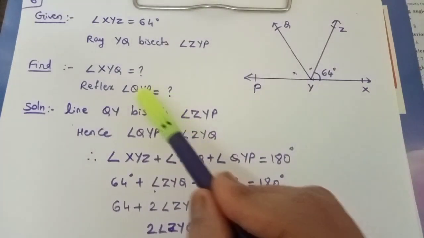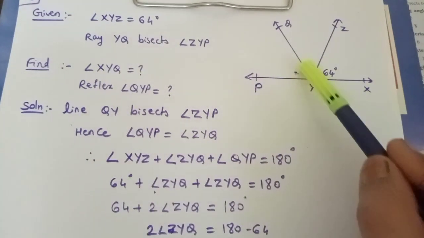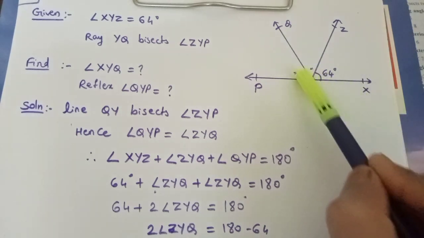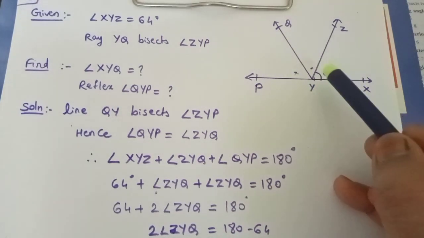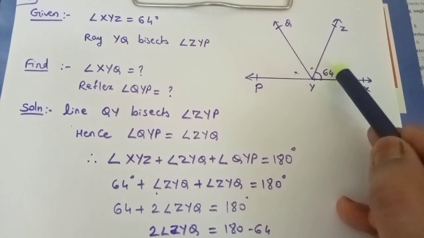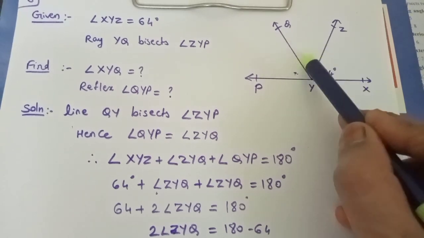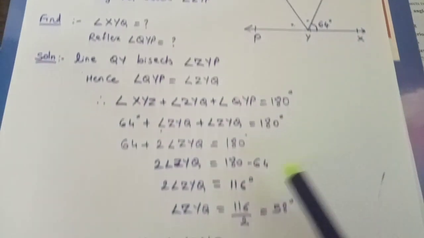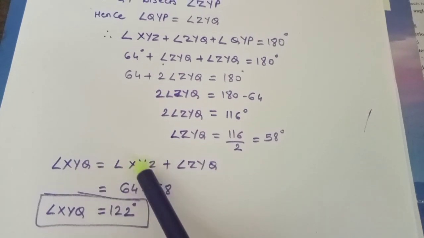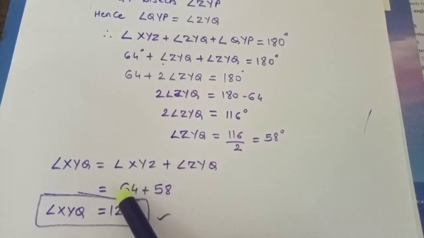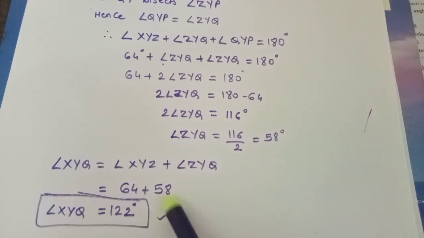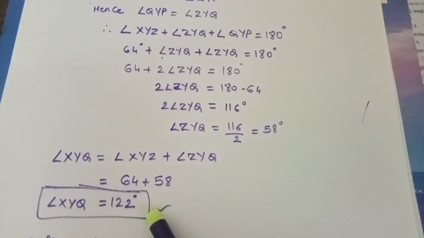Further, you have to find angle XYQ. XYQ is this whole angle. That means the sum of this angle and this angle. So this is already given, 64, and this we just found out, it is 58. So angle XYQ is angle XYZ plus angle ZYQ. So it comes to 64 plus 58, and this is 122. So this is the first answer. We have found it out.